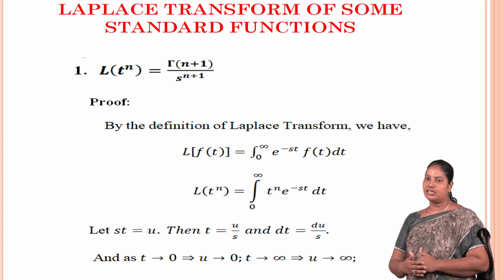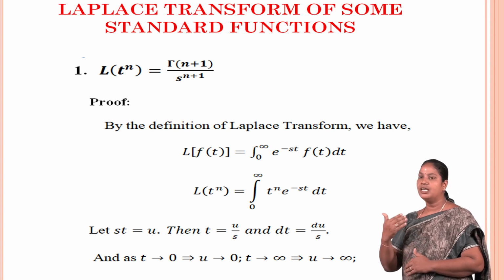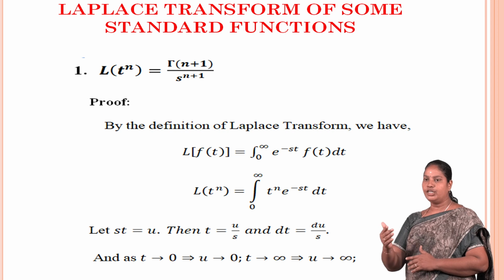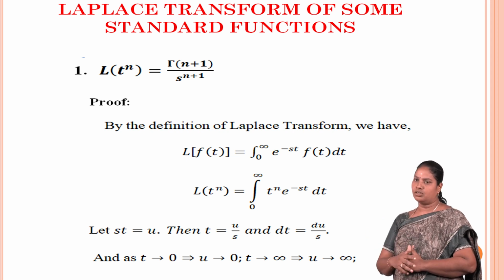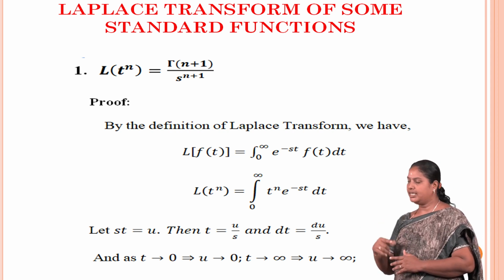So let us use the substitution method. In the substitution method, I am taking u as st. Then t is nothing but u by s. We are going to differentiate with respect to t. Here u is the variable and s is the constant. So dt is nothing but du by s.